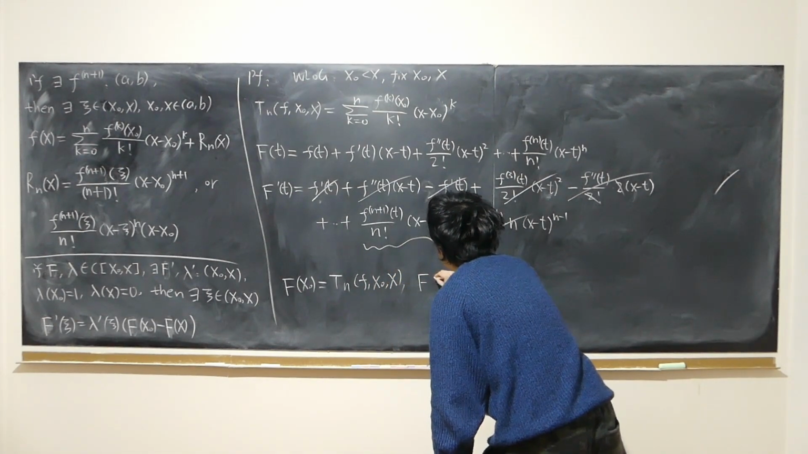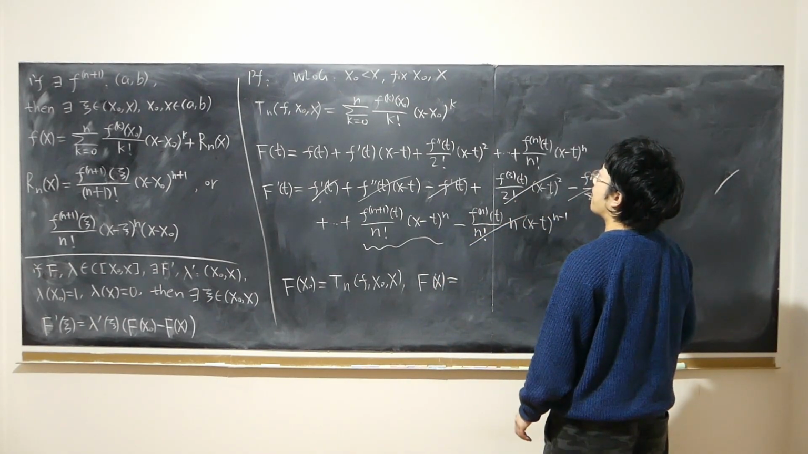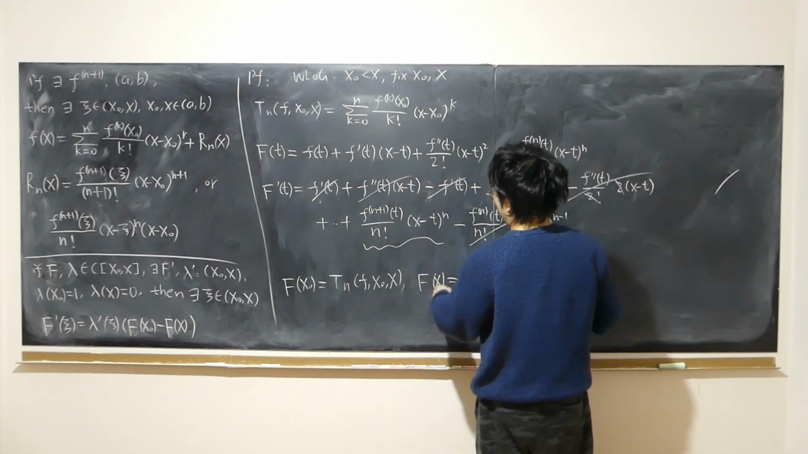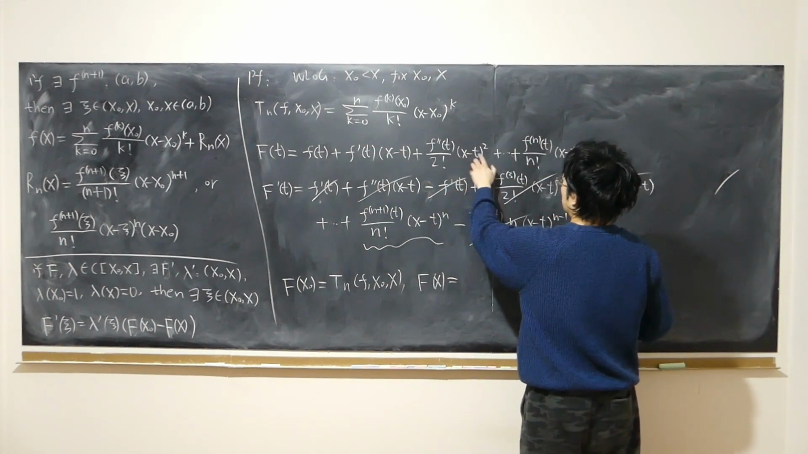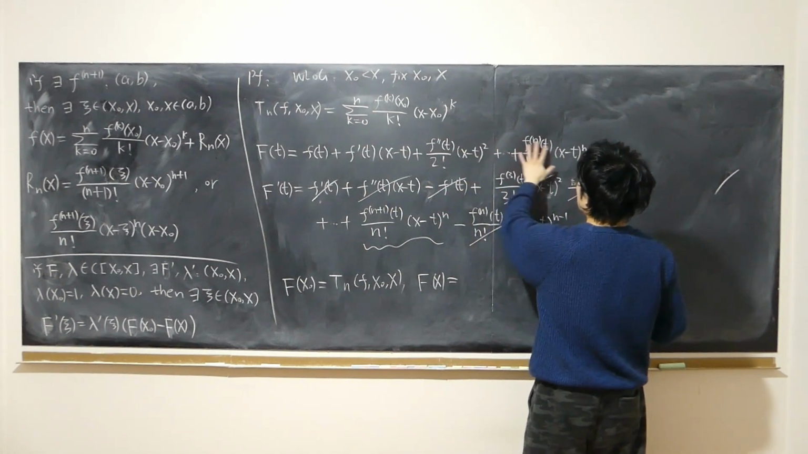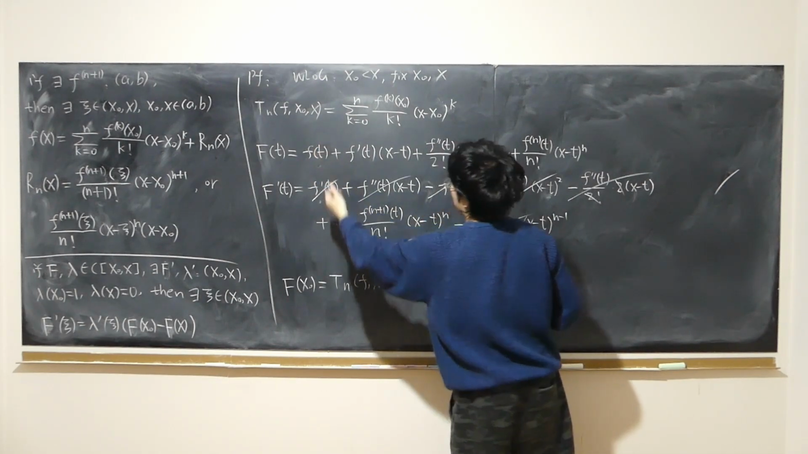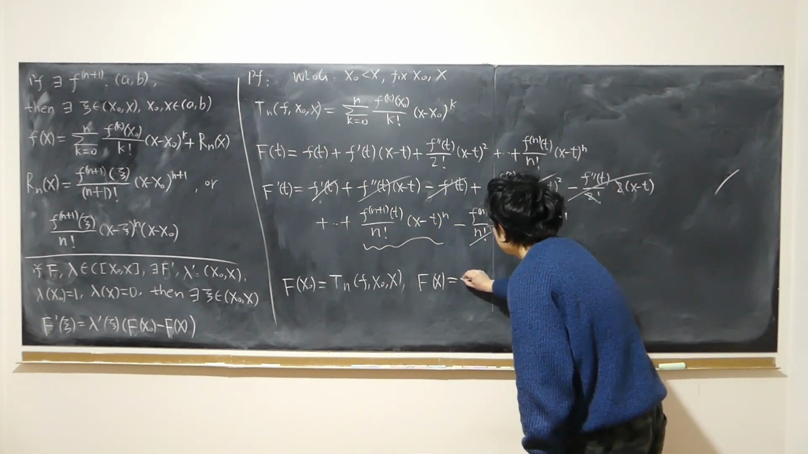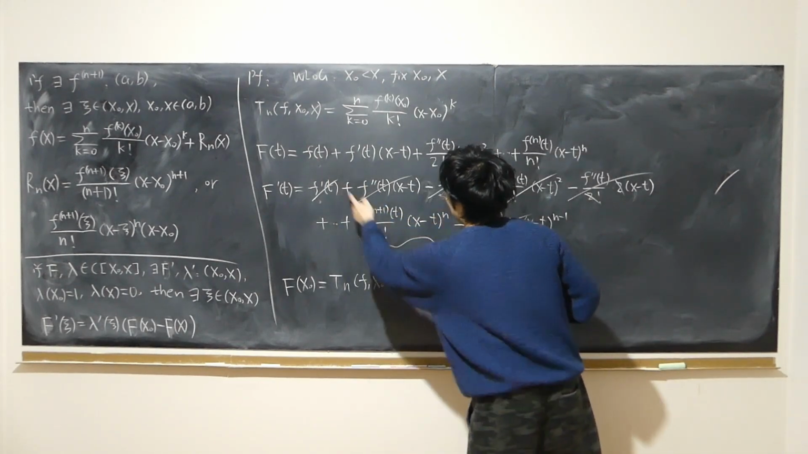Then what's my f of x? Replace t with x, right? x minus x, this one's gone. x minus x, this one's gone, right? Every term is gone except for the first term, right? I still have f of t. Right? f of x, right? t replaced with x.